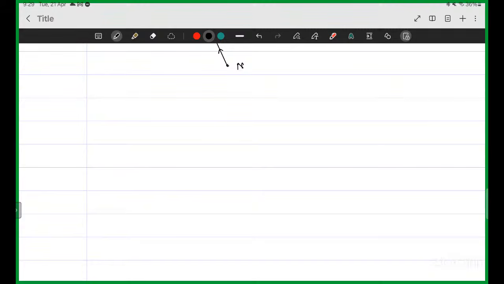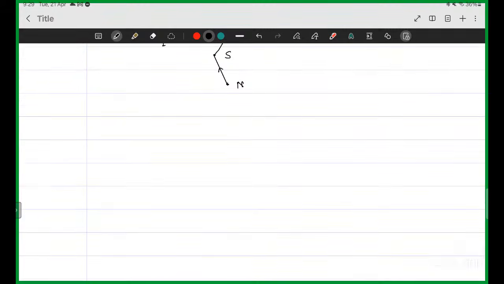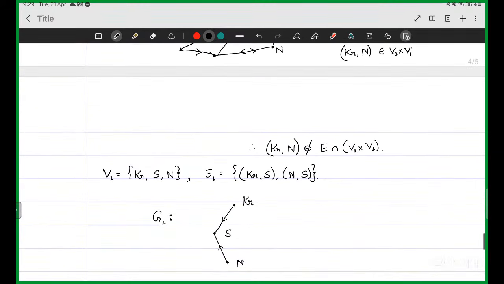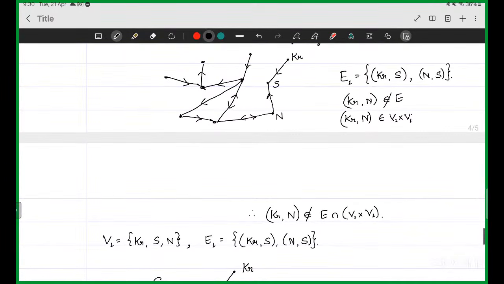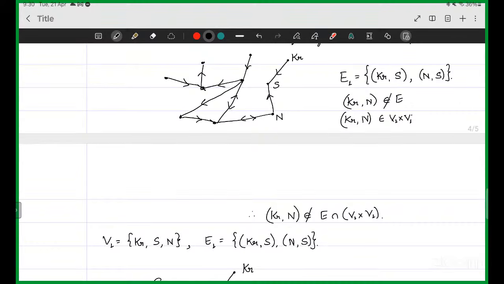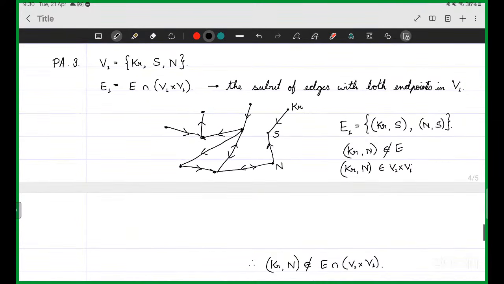Could you please scroll up? I have a doubt here. Here we are talking about a set which is K, R and N, and which is not part of this E intersection V1 cross V1. So when we talk about, let's say that we try to draw an edge from K R to N, which will be a directed graph, if I'm understanding right. This would be an edge. Yeah, this is not there in the original graph.